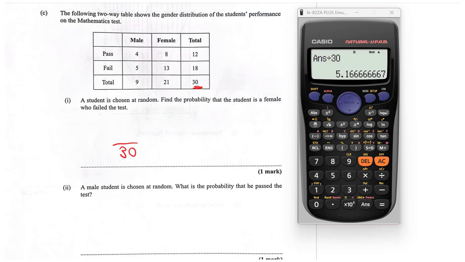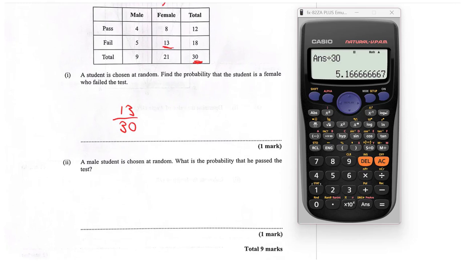Now we need to find the probability that the student is a female who failed the test. So we look in the female section right here, and 13 female failed the test, so it's going to be 13 over 30. So that is our probability.